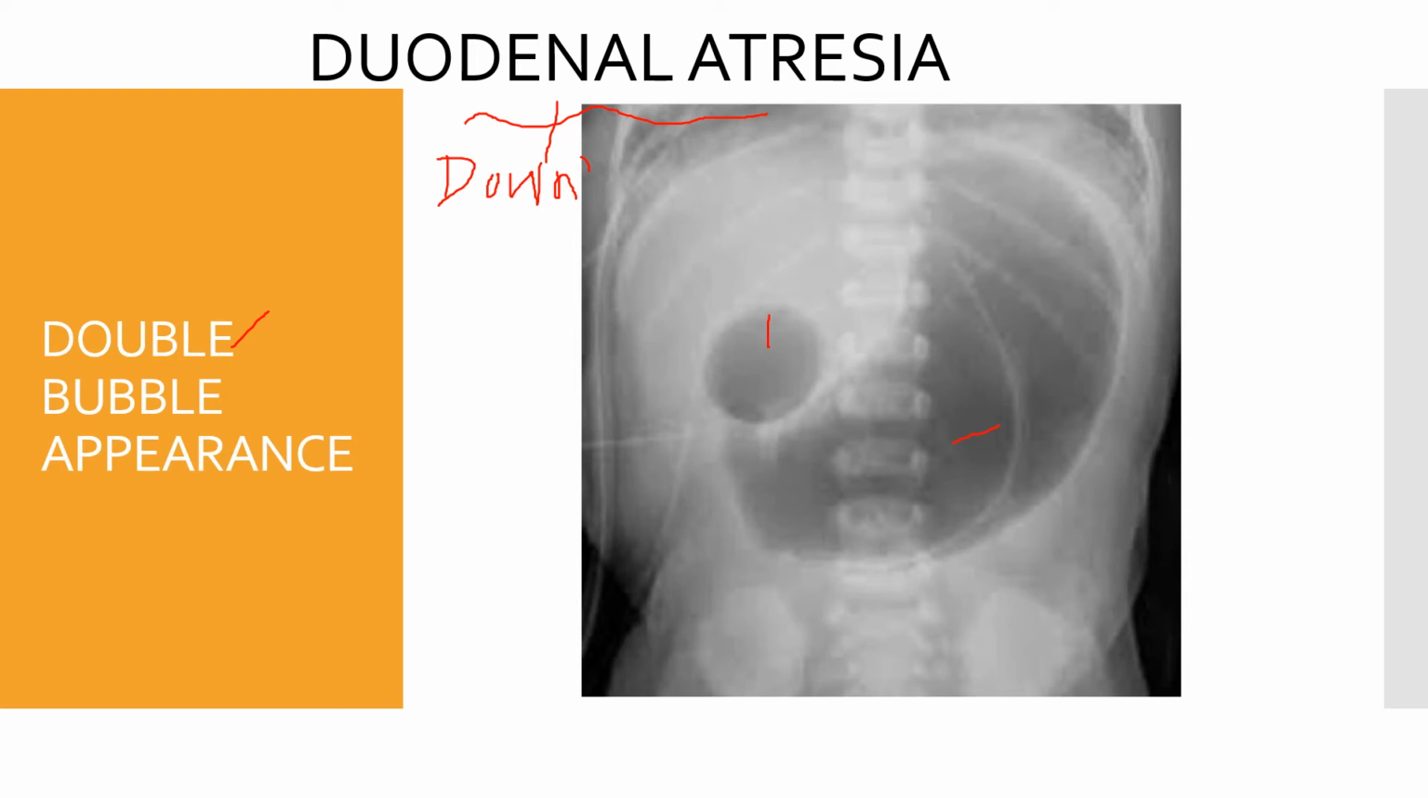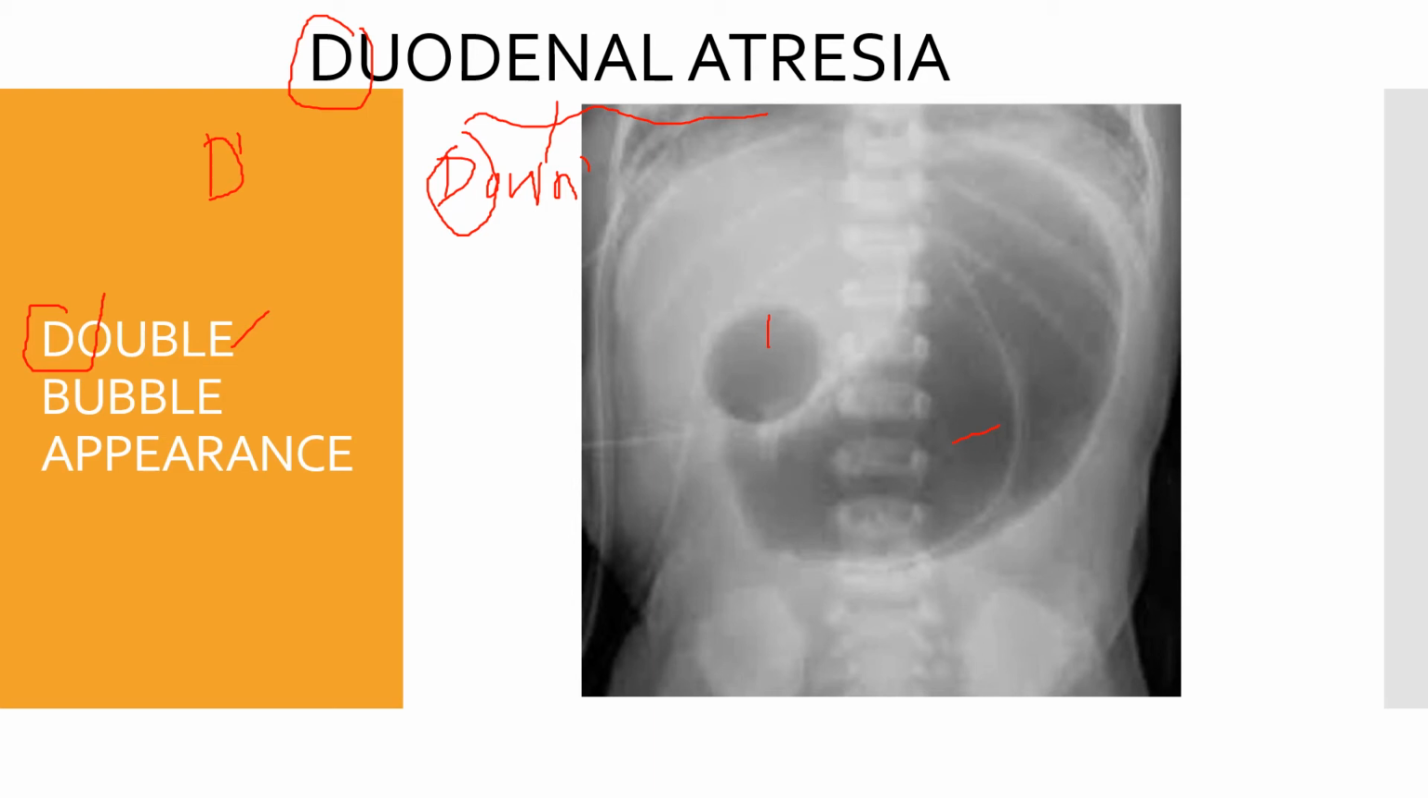So this also is very easy to remember. All the major features start with D. So duodenal atresia, Down syndrome, and the classic appearance, that is double bubble appearance. Again, usually the children with duodenal atresia will be presenting with bilious vomiting within 12 hours. So that's the major presentation.